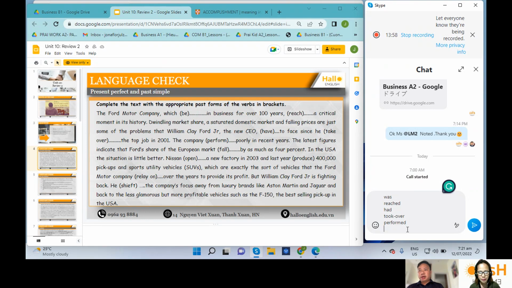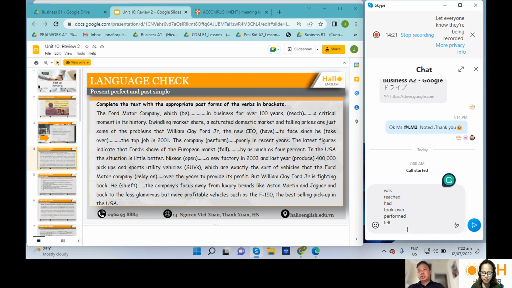The last figures indicate that their share of the European market fell by almost 4%. In the USA, the situation is a little better.